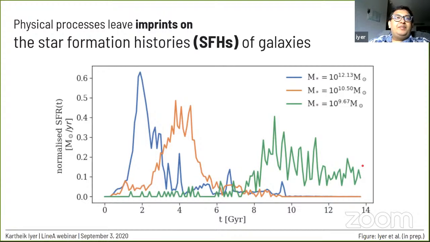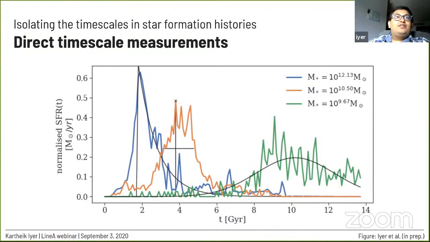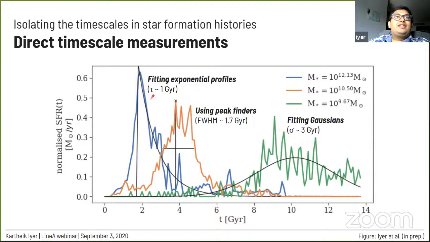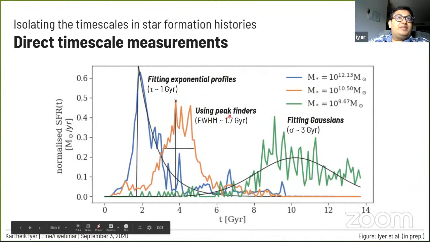So when people talk about the timescales in these, one of the things people do is to try to measure the timescales directly from these star formation histories. And the way you can do this is either by doing things like fitting exponential profiles and then figuring out the declining timescale, or using a peak finder and then talking about the full width at half max, or by fitting other shapes like Gaussians and then looking at the overall width of the star formation history.